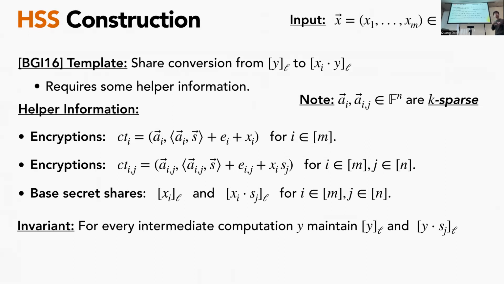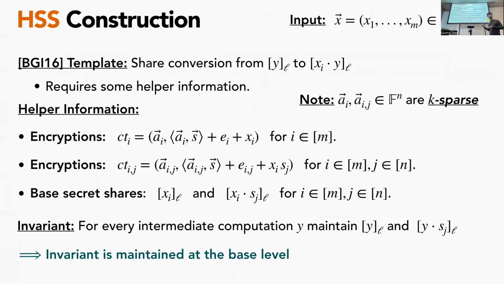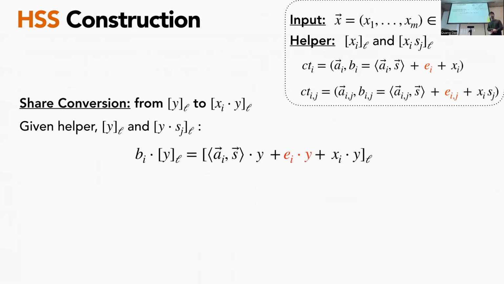During this share conversion, or homomorphic evaluation process, we keep an invariant. The invariant is that for every intermediate computation y, we maintain a secret share of y and a secret share of y times sj for all j. We can see that already at the base level, with all these inputs xi, this invariant is maintained. So how do we do this share conversion? Given this helper information and the secret shares of y and y times sj, we can multiply the second part of the ciphertext with the secret share of y. When you expand this out, the first term is the inner product times y, the second term is some noise term, and the third term is what we want.